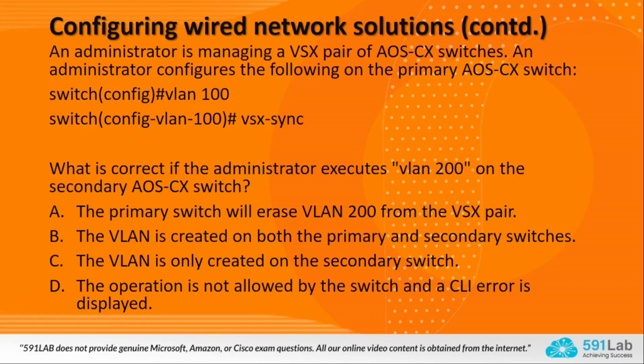Option B. The VLAN is created on both the primary and secondary switches. No, a VLAN created in secondary won't replicate in primary. So this is wrong. Option C. The VLAN is only created on the secondary switch. Yes, VLAN 200 will be created in the secondary switch, and it is a valid scenario. Option D. The operation is not allowed by the switch and a CLI error is displayed. No, it is allowed and a valid scenario. This is wrong. So the correct answer is option C.